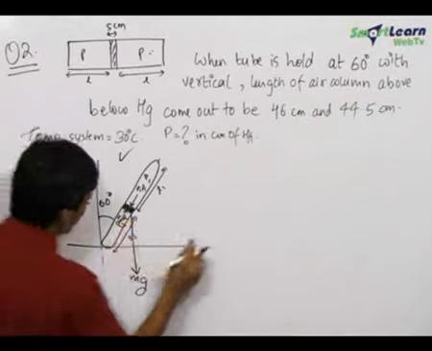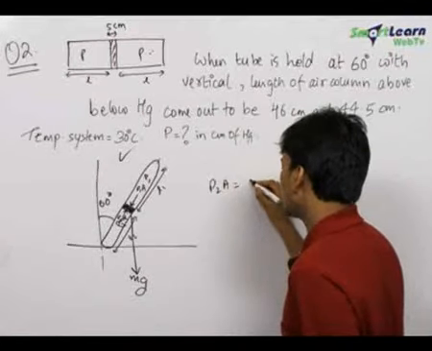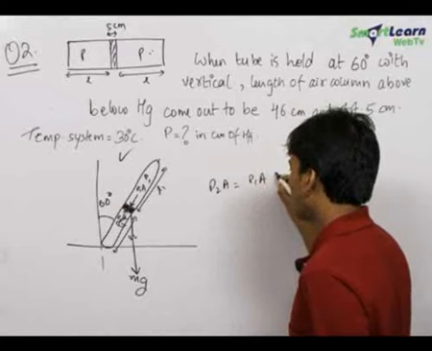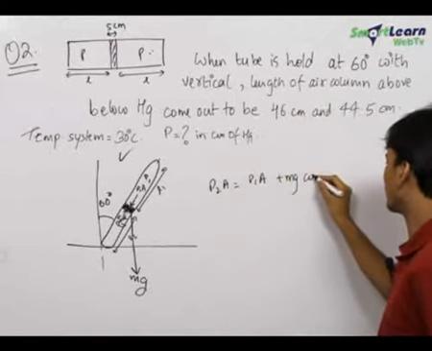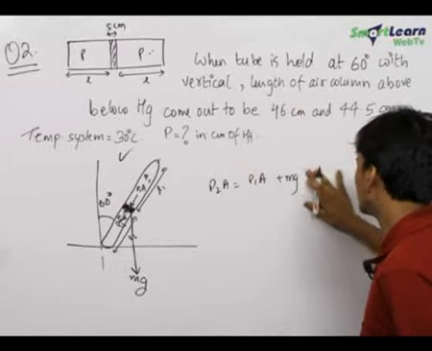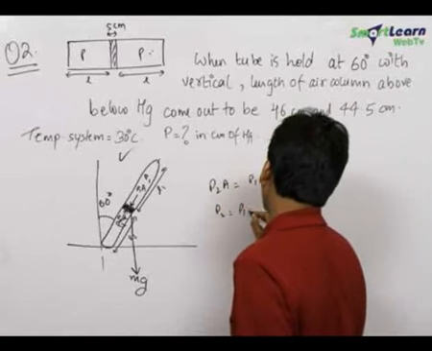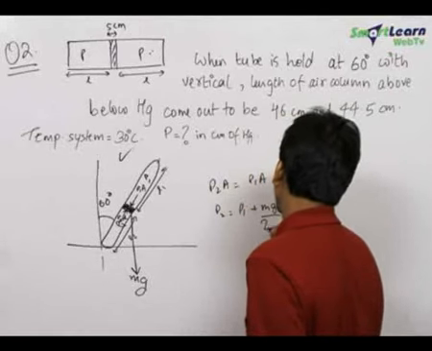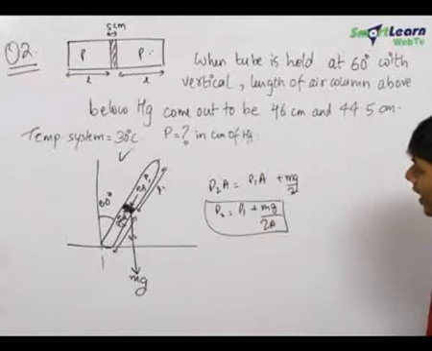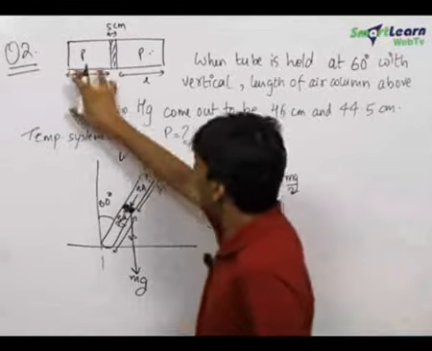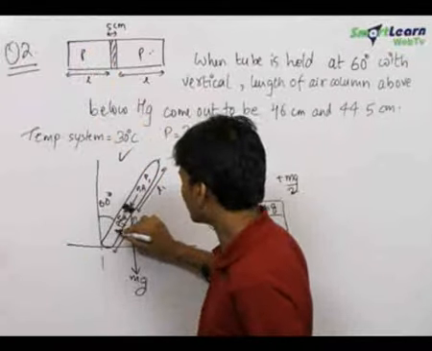and a force P2 into A acting in this direction. Therefore, we can write P2 into A is equal to P1 into A plus mg cos 60 degrees, that is equal to mg by 2. Therefore, we know P2 is equal to P1 plus mg upon 2A. This is one equation that we have. Now let us compare. This is a column of gas. This column of gas comes over here.